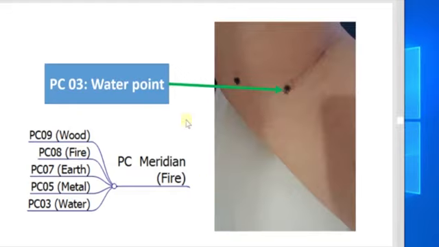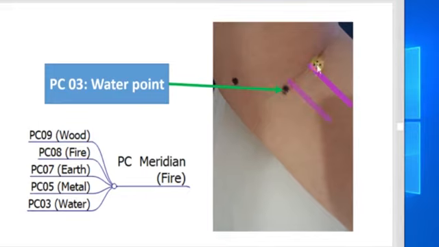Next one is PC3, which is the water point. How to find the water point? If you close your arm, two tendons come up. Beside this big tendon, you can find PC3.